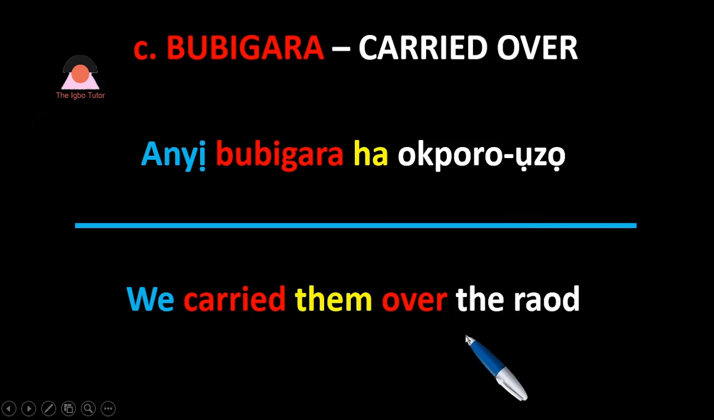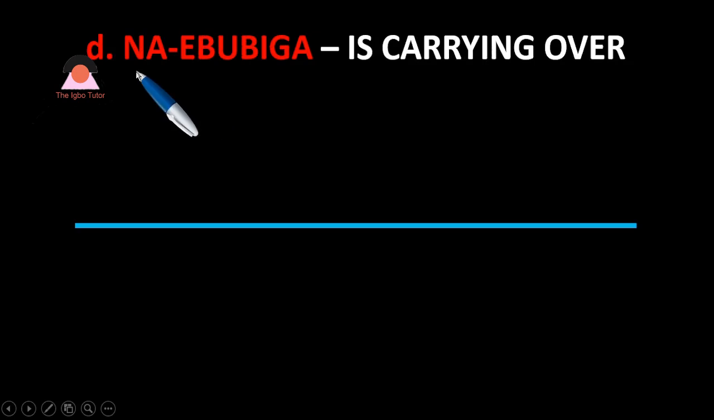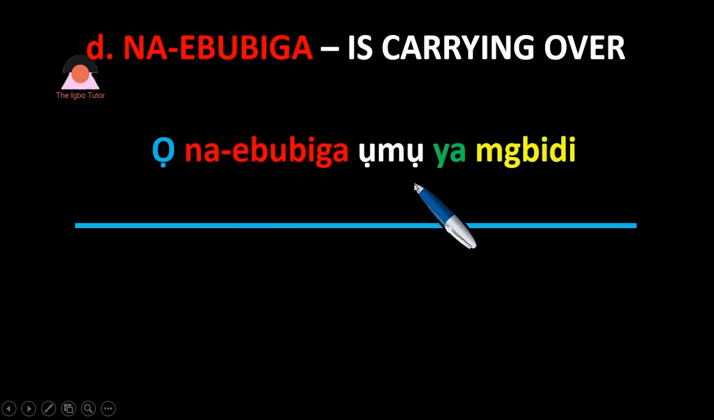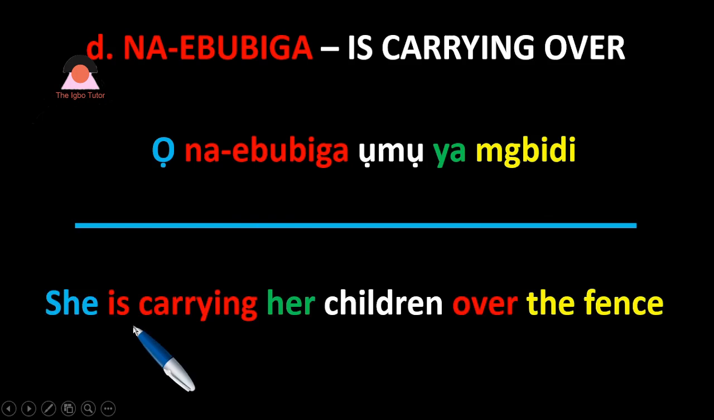Okay, we move on now to the next. Na-ebubiga, which means is carrying over. We look at the sentence. Ọ na-ebubiga ụmụ ya mgbidi. What does this mean? He or she is carrying her children over the fence. Of course, you can see from the color that mgbidi means fence.